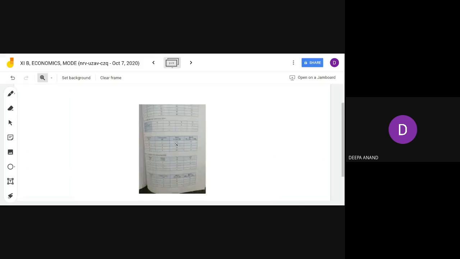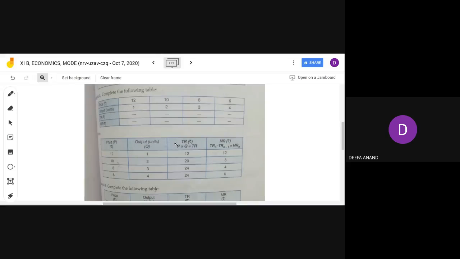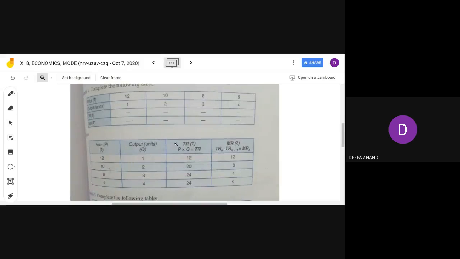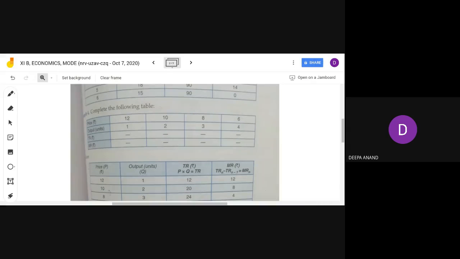I will zoom it. I think now it is clearly visible to you. Yes or no? Complete the following table. Is it clearly visible to you? Yes, ma'am. This is the next question. Price 12, 10, 8, 6.